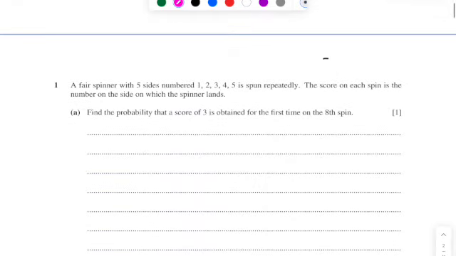First question, a fair spinner with 5 sides numbered 1, 2, 3, 4, 5. A fair spinner is there with 5 sides, and the numbers are 1, 2, 3, 4, 5 written there. Now, what is being told? Let's start this.